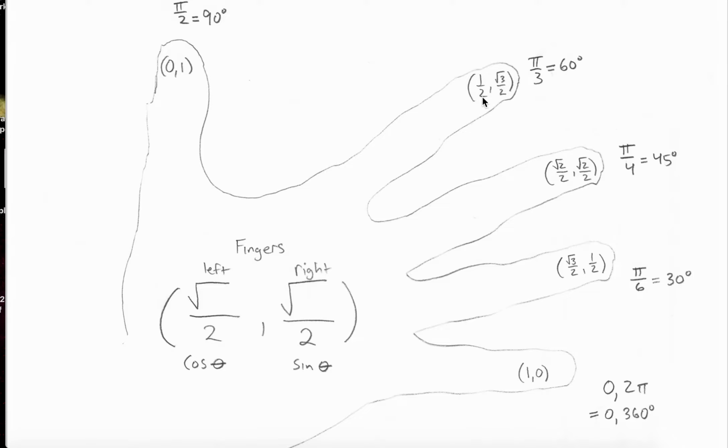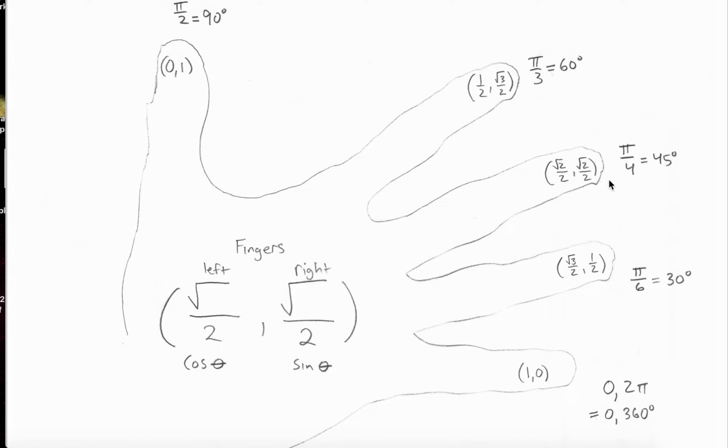For example, if I wanted to evaluate pi over 3 or 60 degrees, I would put my index finger down. Count the number of fingers that are to the left of that. There's 1. Let's put it in that spot. Count the number of fingers that are still up to the right of it or below it, there are 3, so I can put the value of 3 there. Square root of 1 is 1, so I have 1/2, and the square root of 3 over 2, those are my coordinates right there.